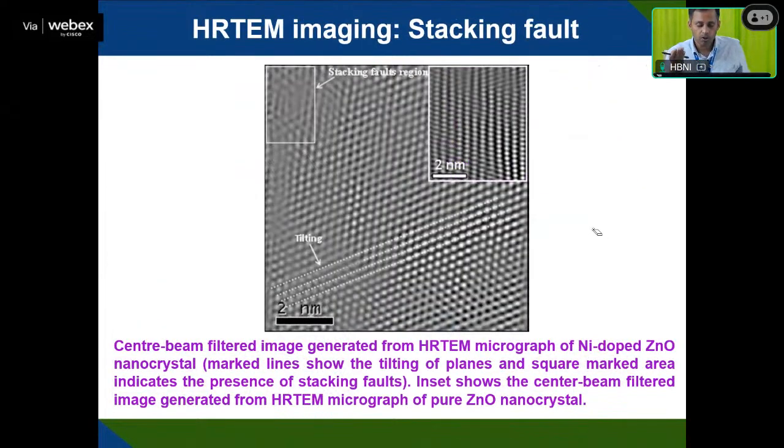If you go further to high resolution, you can see these atoms, in zinc oxide and nickel doped zinc oxide, you can see how the atoms are arranged hexagonally. This is a hexagonal close-packed structure, and they are arranged hexagonally in this. If you see here the proper hexagon, yeah, this is the proper hexagonal distribution of the atoms you can see.